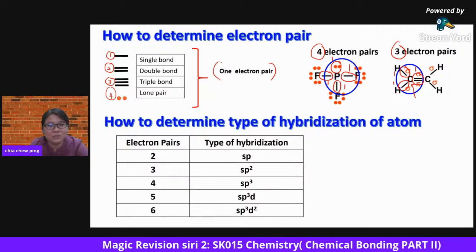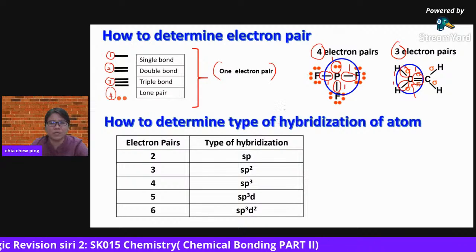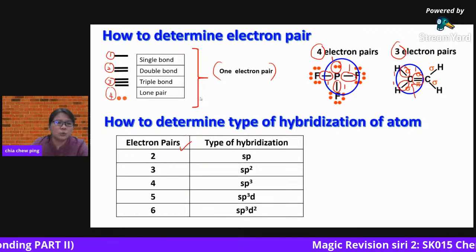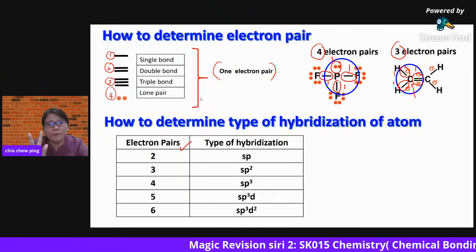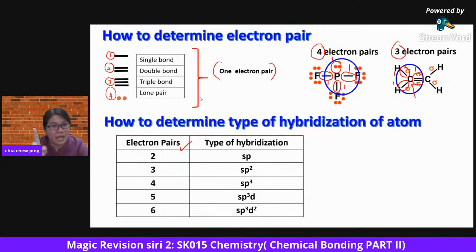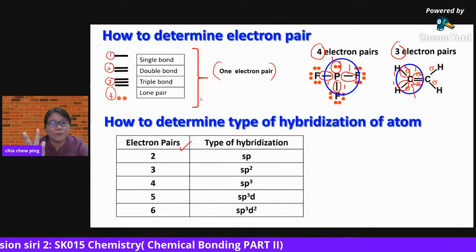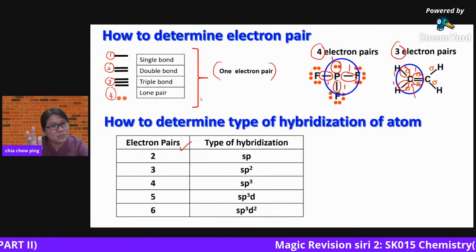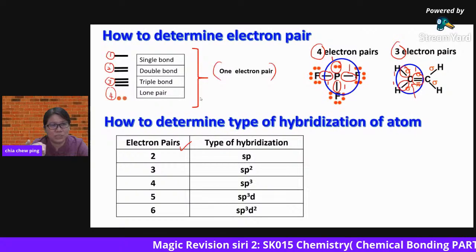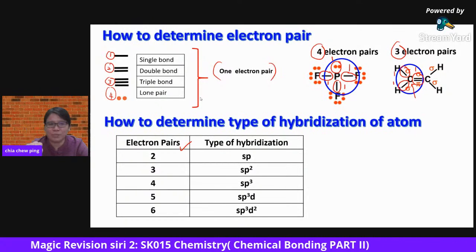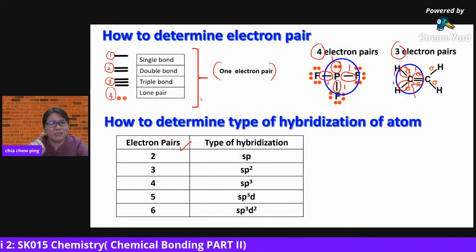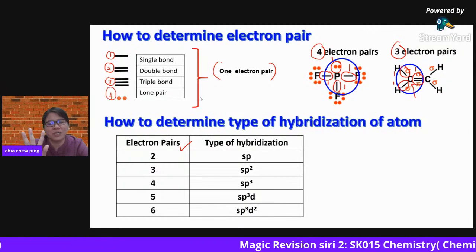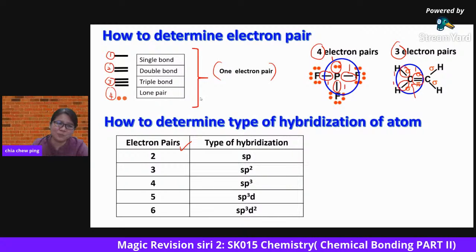So next is how to determine the type of hybridization of an atom. To determine the type of hybridization of an atom, it depends on the electron pairs. Let's say 2 electron pairs is sp, 3 electron pairs is sp2, then 4 electron pairs is sp3, and 5 electron pairs is sp3d. So maybe a student will ask, why not sp4? As you know, p is only px, py, pz, so p has a maximum of 3. That's why 5 electron pairs is sp3d. How about 6? It is sp3d2.